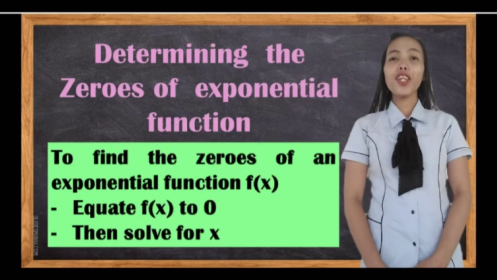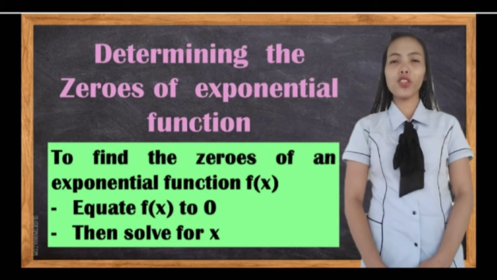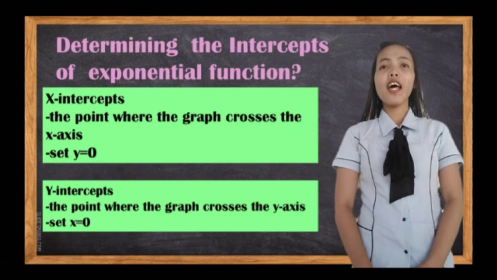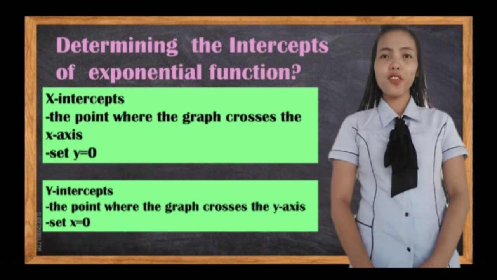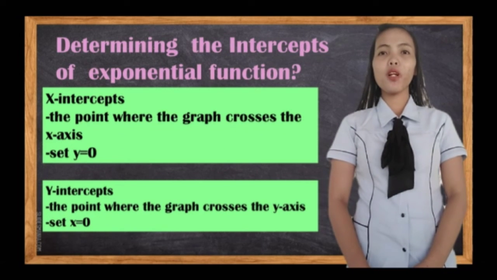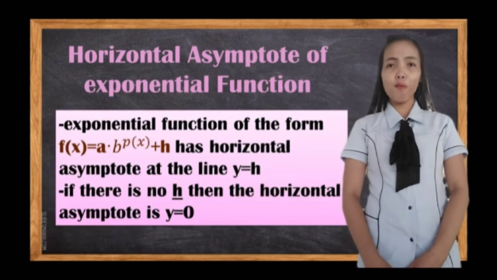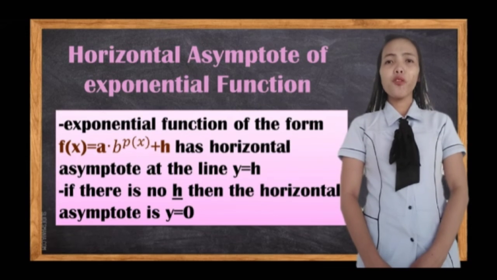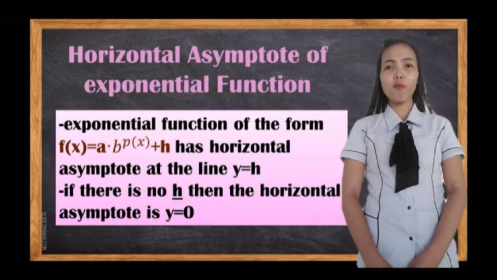Always remember, in determining the zeros of exponential function, we just need to equate f of x to 0, then solve for x. And for y-intercept, we just need to set x is equal to 0. And for x-intercept, we just need to set y is equal to 0. And for horizontal asymptote, we just need to consider the formula, which is f of x is equal to a times b raised to x plus d, where d is the horizontal asymptote. But if there is no horizontal asymptote, we therefore conclude that there is no horizontal asymptote, which is 0.